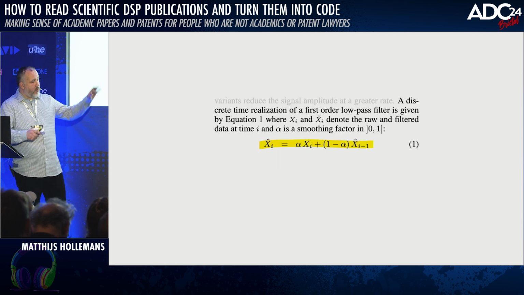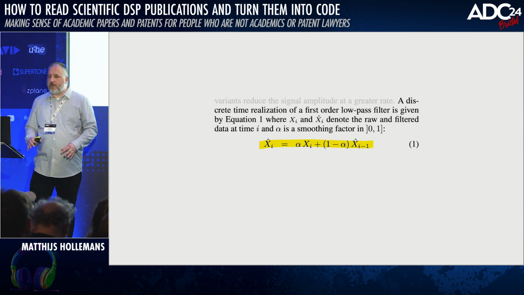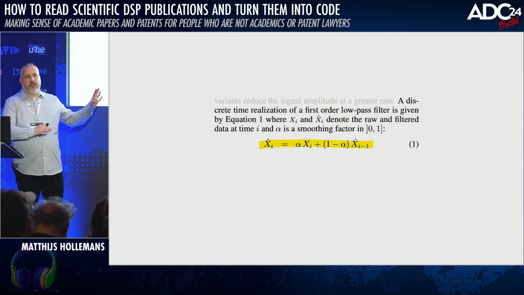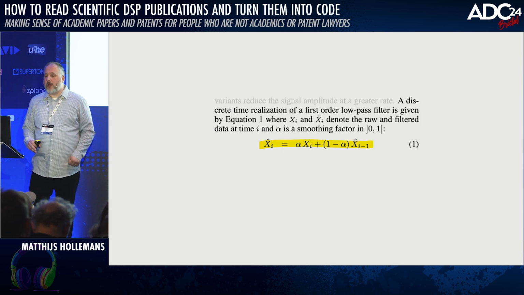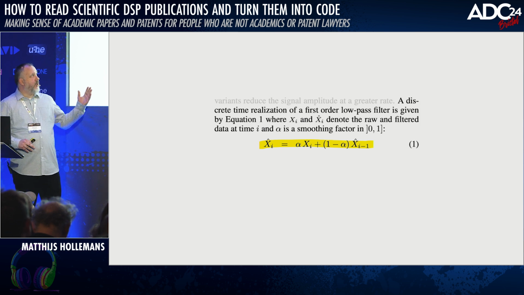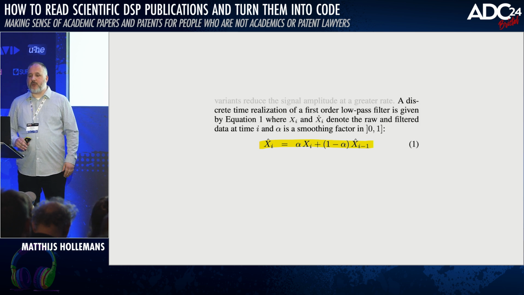Now, this is equation 1. It's from the background information section of the paper, the section where they talked about low-pass filters. Now, this, fortunately for me, is something I understand. I'm sure most of you here will understand this too. This is like a simple linear interpolation between two values.